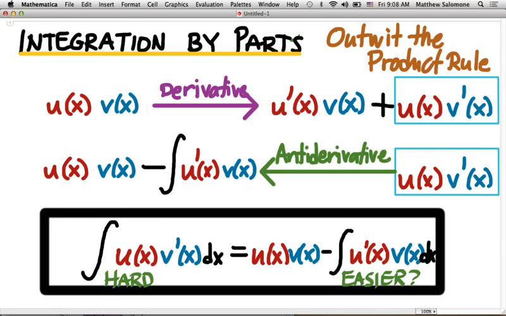But integration by parts is really a trade-off more than it is a formula. It's trading one integral for another integral. And hopefully the one that we've traded for is easier to evaluate than the one that we started with.